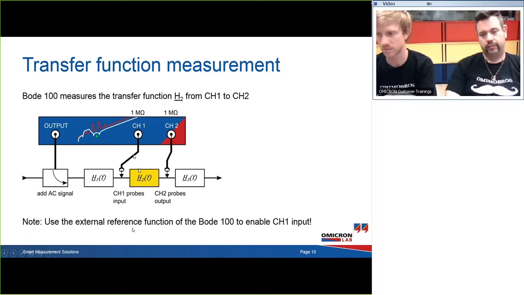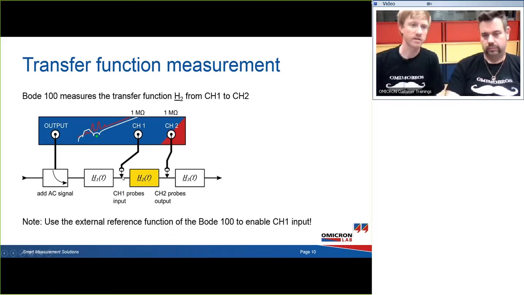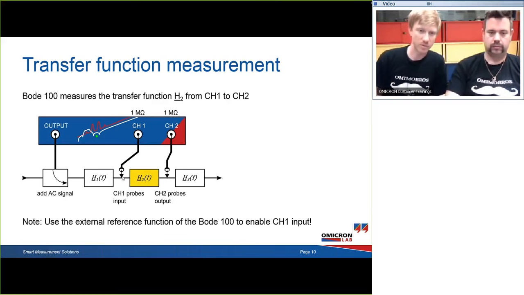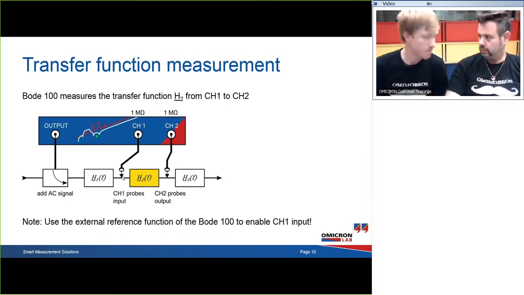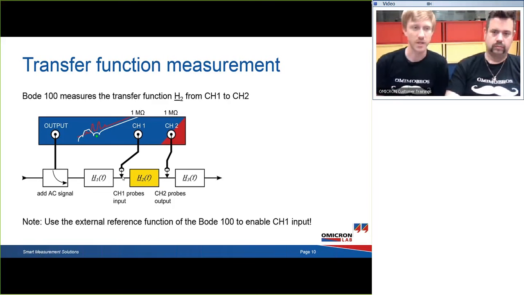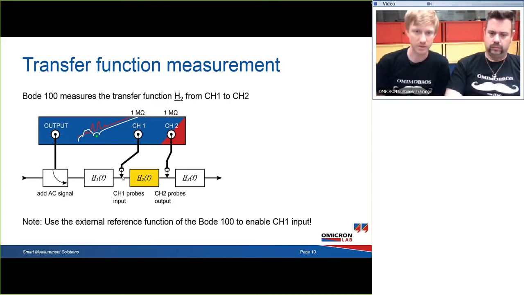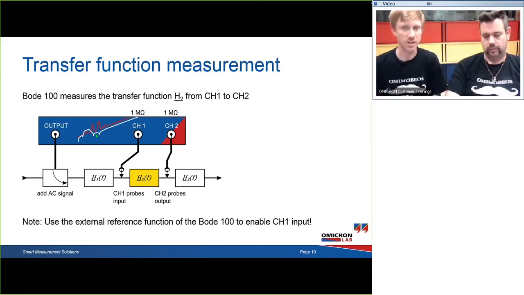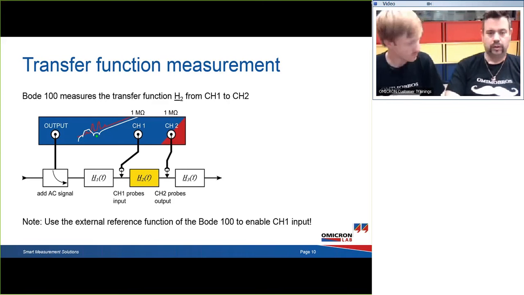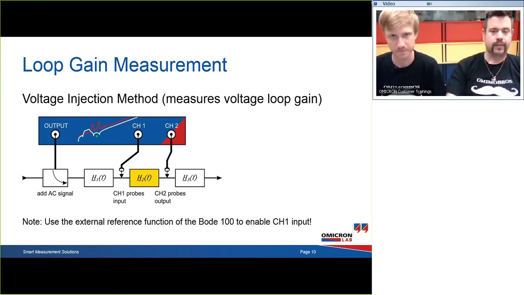And we use the external reference function so that we can use channel 1 as a reference. This is something that is a little bit specific to the Bode 100. If you start the software, by default it will start to measure S parameters. If you want to measure a transfer function, you first have to activate the so-called external reference, such that the channel 1 connector is really connected internally. We'll show this later on when we do a practical measurement.